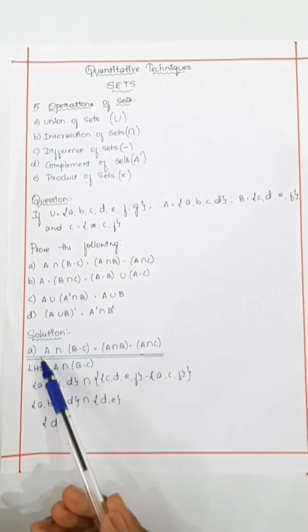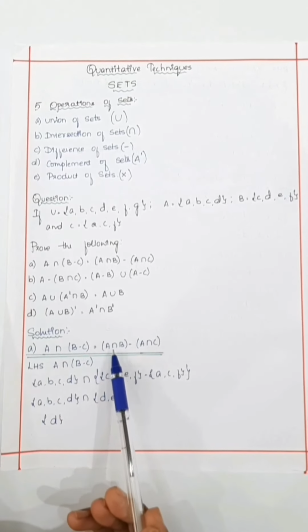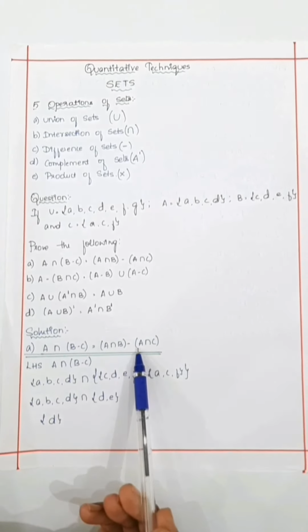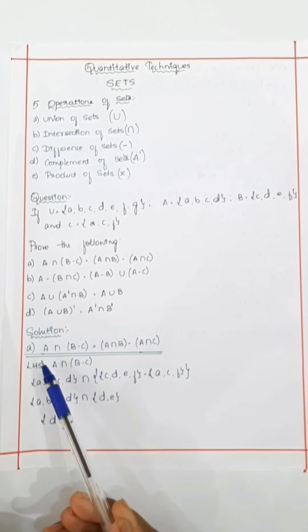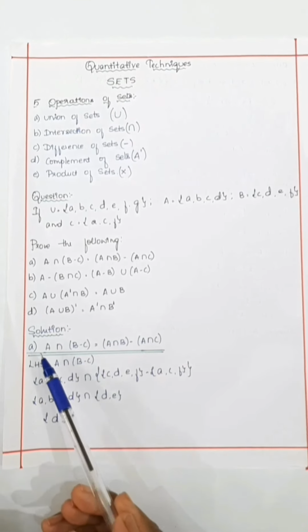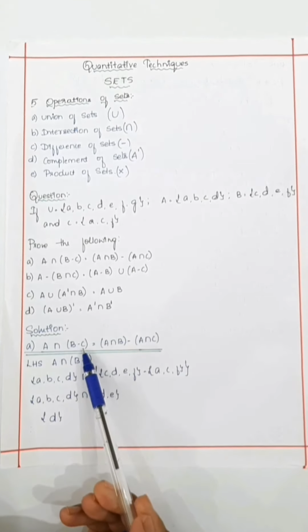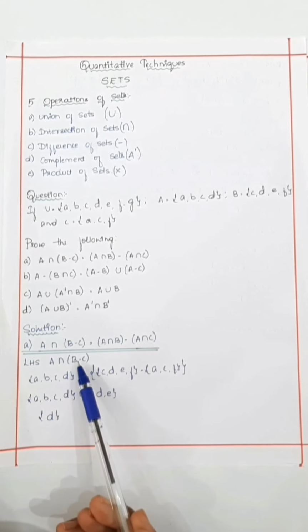First question, A intersection (B minus C) is equal to (A intersection B) minus (A intersection C). Here we have to prove that left hand side is equal to right hand side. What is left hand side? A intersection (B minus C). First let us solve the B minus C, that is B difference C.